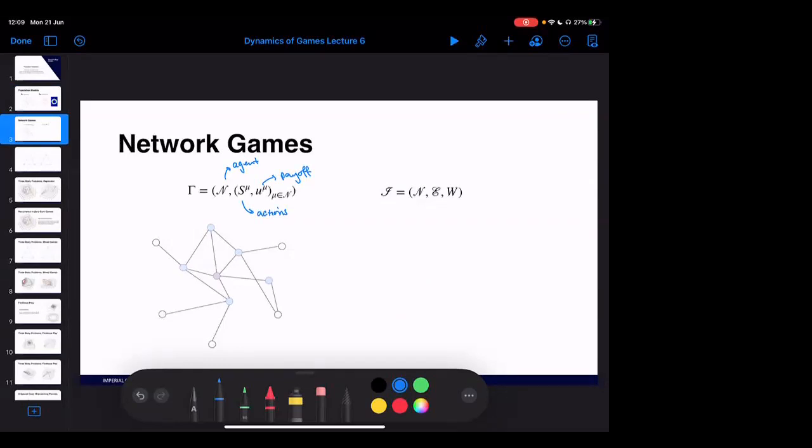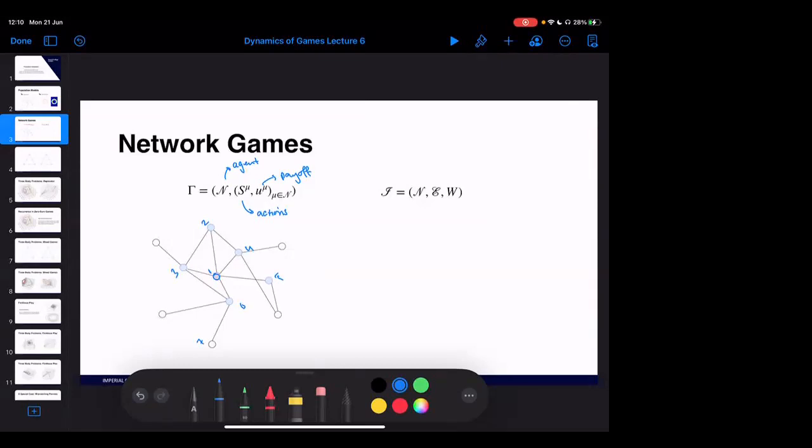Okay. Now, what's specific about a network game, as I said earlier, is how the agents interact with one another. So, for example, if I have my purple agent, then my purple agent isn't interacting with everyone. It's only interacting with its 5 blue neighbors. So if we call that 1, it's only interacting with 2, 3, 4, 5, and 6. It's not interacting with 7.